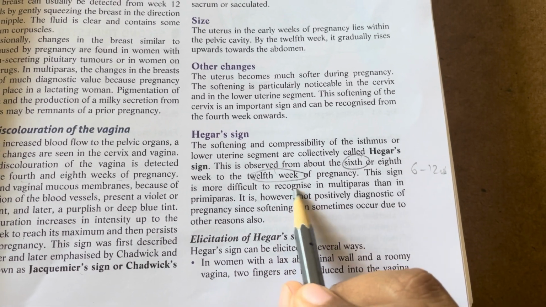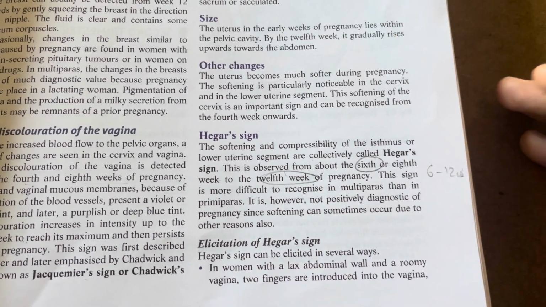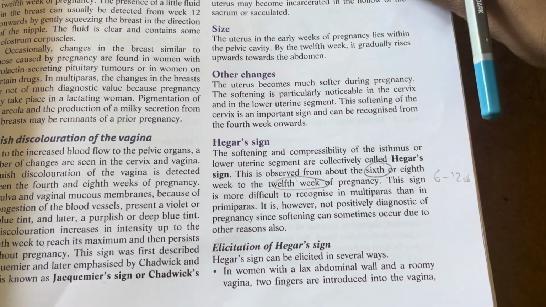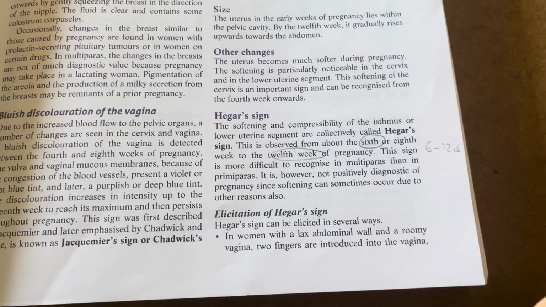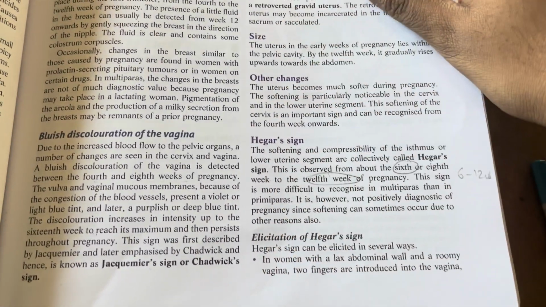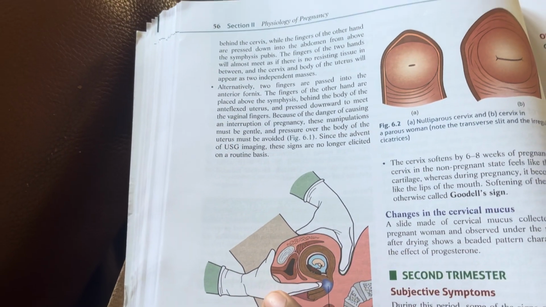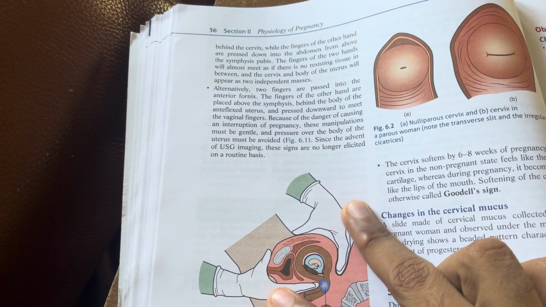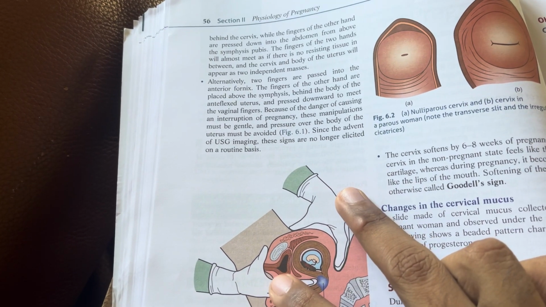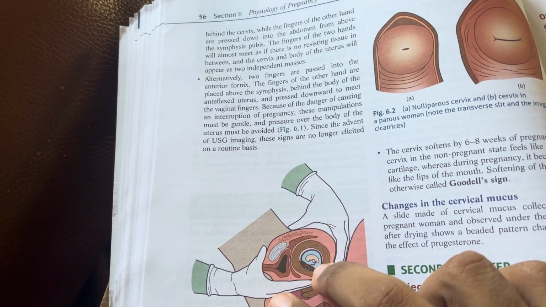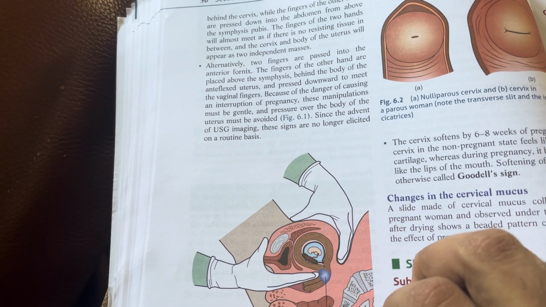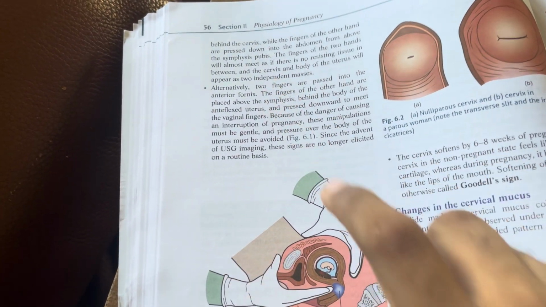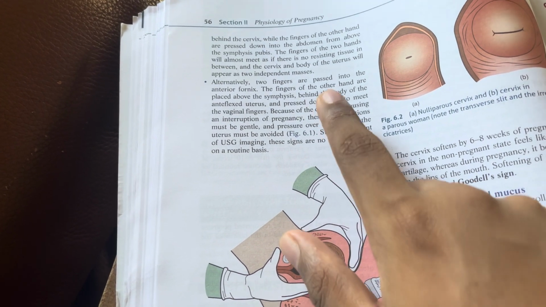It is more difficult to recognize in multiparas, easier in primiparas. Basically, Hegar's sign you can elicit in two ways. Especially in women with a lax abdominal wall and a roomy vagina, you introduce two fingers into the vagina behind the cervix, while the fingers of the other hand are pressed down into the abdomen from above, above the symphysis pubis. The fingers of the two hands almost meet as if there is no resisting tissue in between, and the cervix and the body of the uterus appear as two different masses.